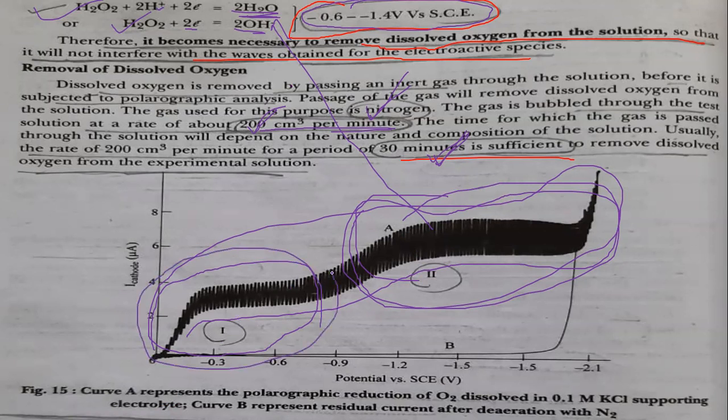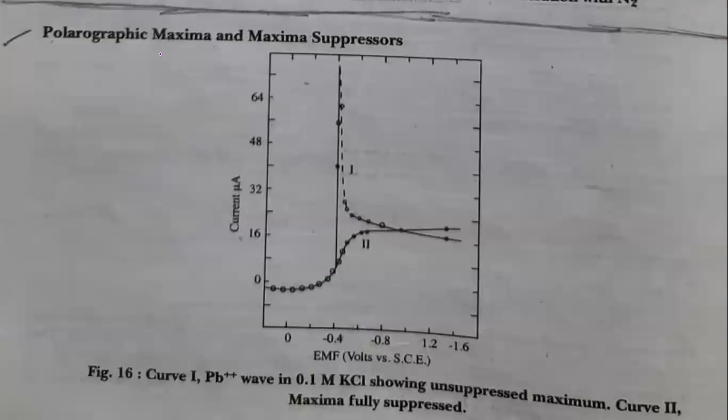Now we'll see the polarographic maxima and the maxima suppressor. In certain cases, a maxima may be observed. Now, this is a curve. This is curve 1, the Pb2+ wave in 0.1 molar KCl showing unsuppressed maxima.